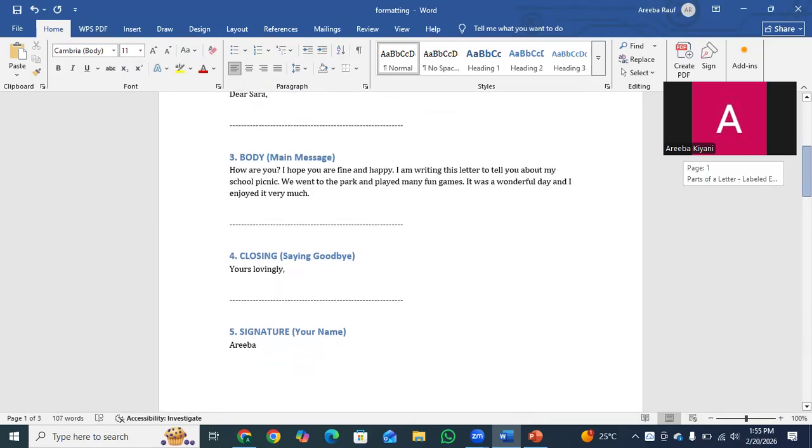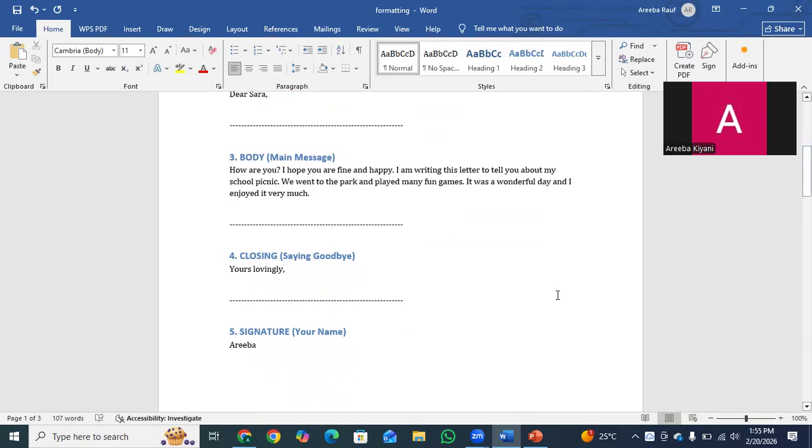The next one is basically kind of part of the letter because it's a body. It is a main message of the letter, in which you can say that how are you? I hope you are fine and happy. I'm writing this letter to tell you because my parents want this and something like this. Okay, like important message you can write in this body part.